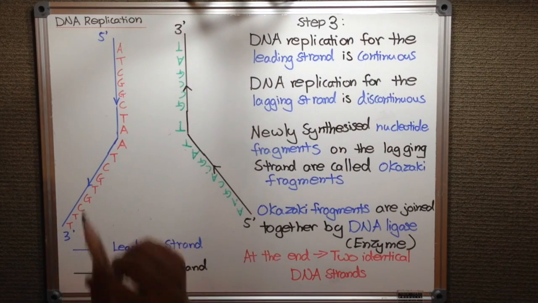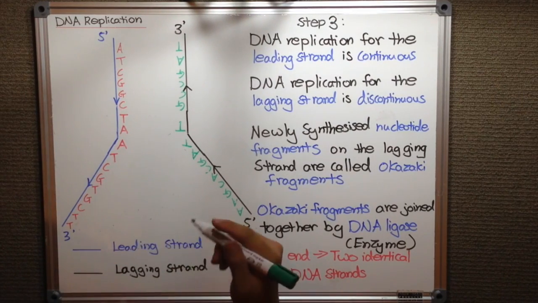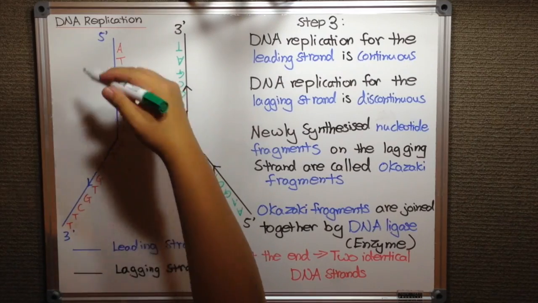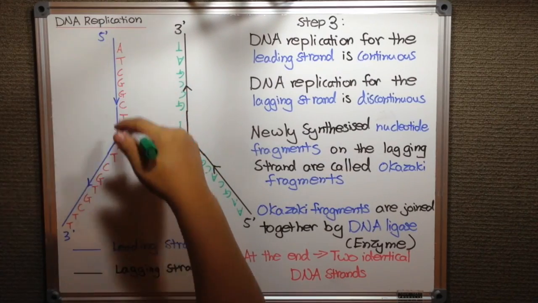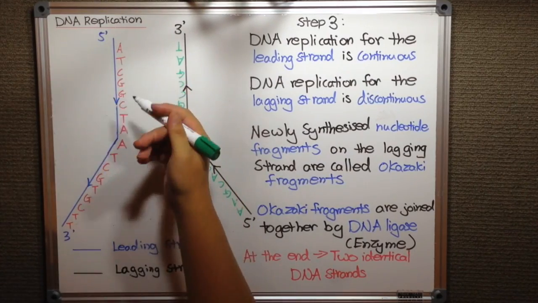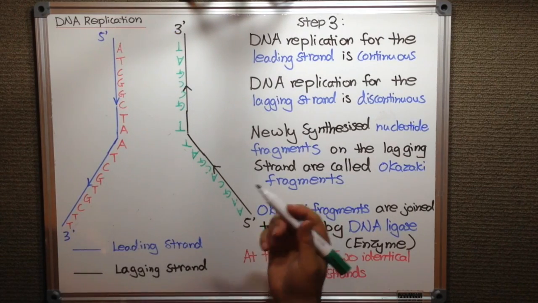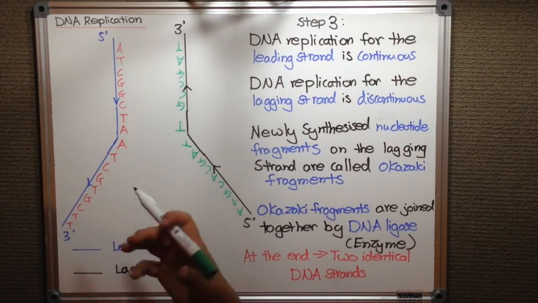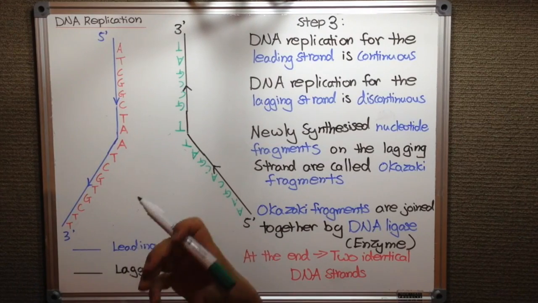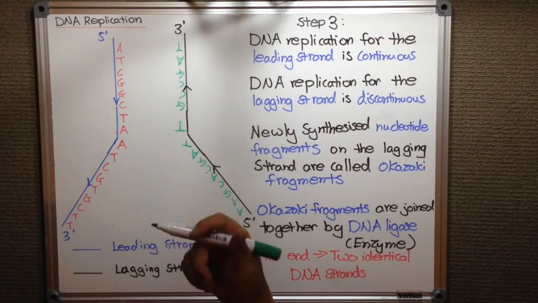Now, for the leading strand, it is very easy for us to join up because we can read it in a very perfect sense by facing this way. So everything is facing us. We can read it really clearly, so we know what nucleotide needs to be added, and that is why DNA replication for the leading strand is continuous.